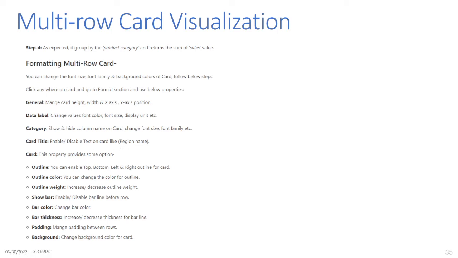Card: this property provides some options. We have outline: you can enable top, bottom, left, and right outline for the card. Outline color: you can change the color for the outline. Outline weight: increase or decrease the outline weight. Show bar: enable or disable the bar line before the row. Bar color: change the bar color. Bar thickness: increase or decrease the thickness of the bar line. Padding: manage padding between rows. Background: change the background color for the card.